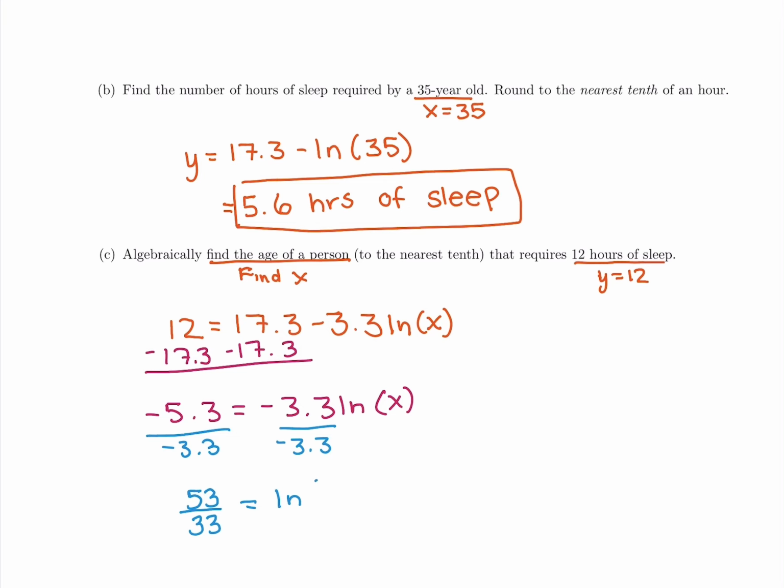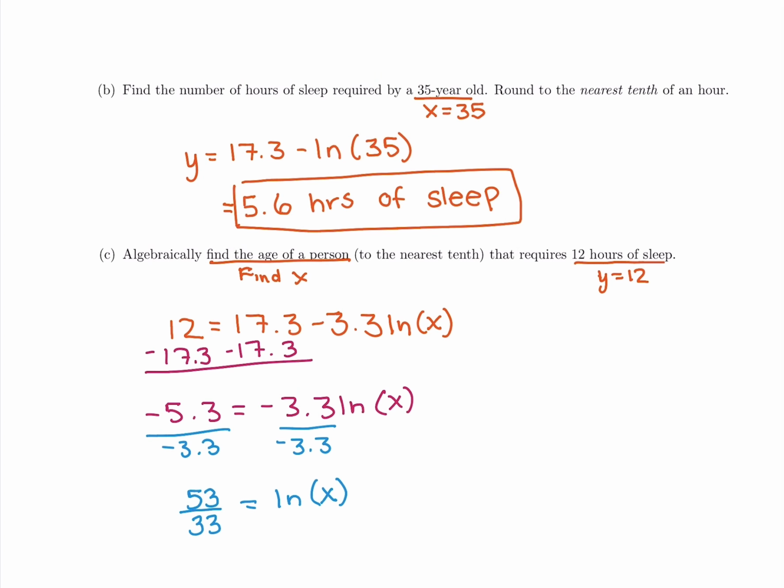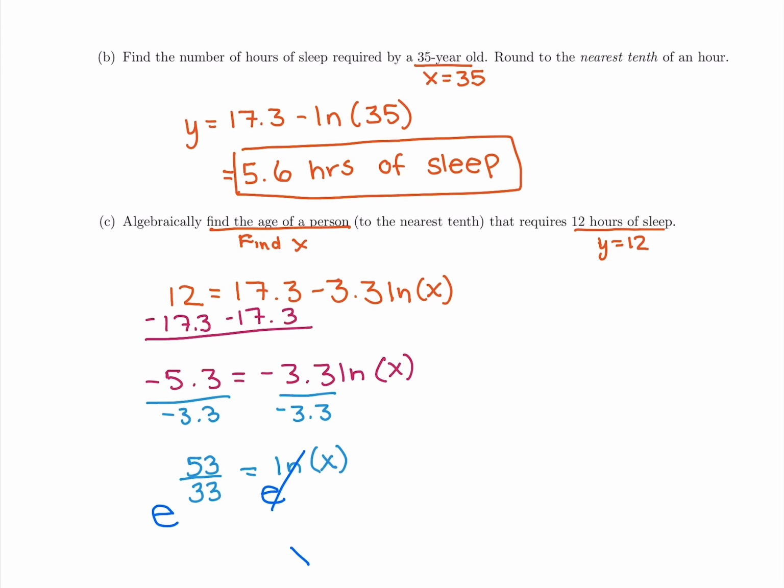And now we finally have ln of x by itself. So your first step to solving logs is to get the log on one side by itself. And the second step is to use the exponent to get rid of the logarithm. So I'm going to use base e on both sides. That way e raised to the ln of x is going to cancel out, and I'm going to have x by itself equals e raised to the 53 over 33.